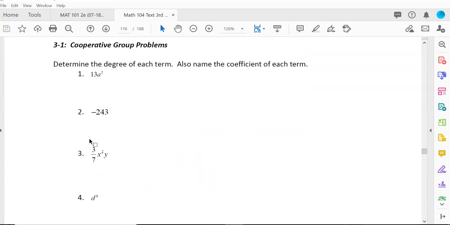So why don't you go ahead and push pause on the video and then try to do the 3.1 cooperative group problems on your own. I'm going to push pause on my video, but in about 5 seconds, I'll come back and show how to do that.